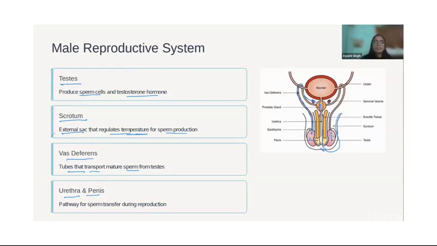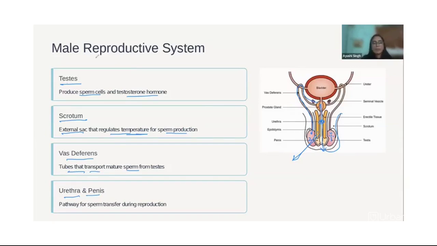So this is the structure. This is the penis, and this is the urethra. Yeah, this is the urethra. So it travels through the same passage. There is a common passage for the urine and the passage of the sperm as well. Okay, I hope this is clear. If you have any doubt, you can ask me.